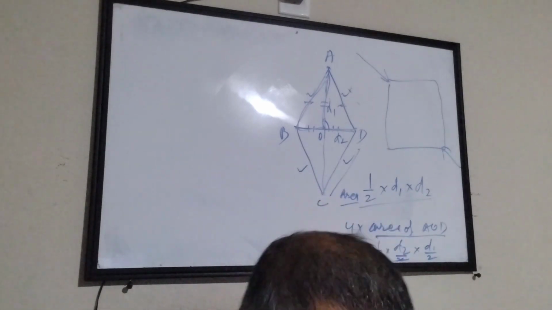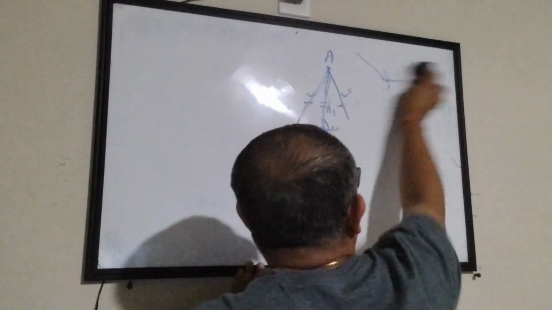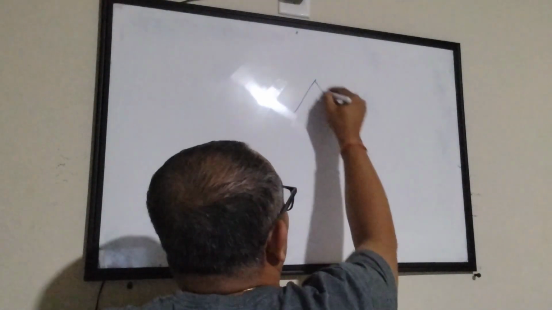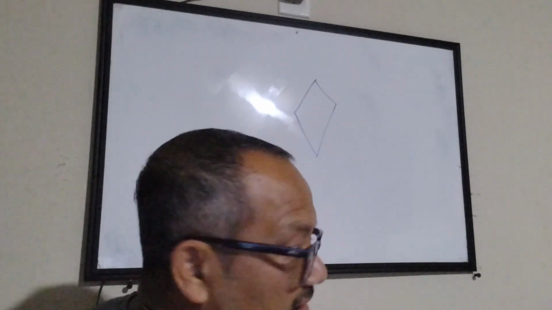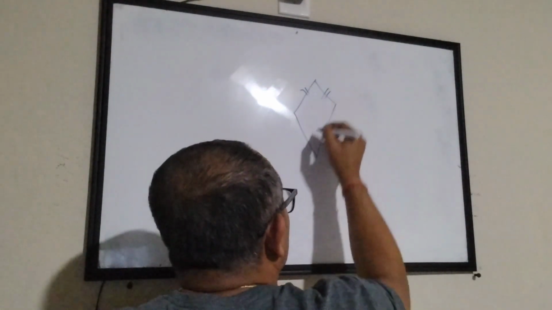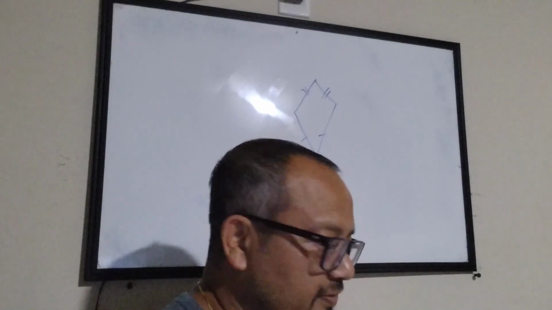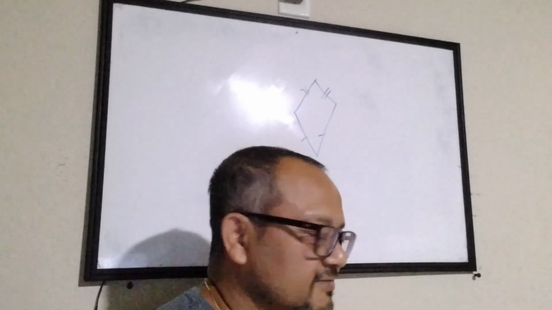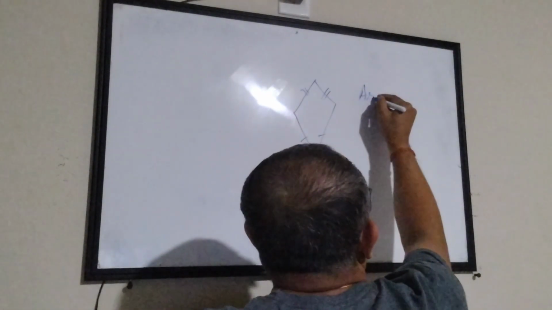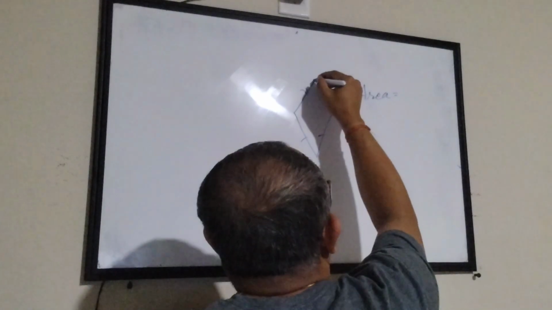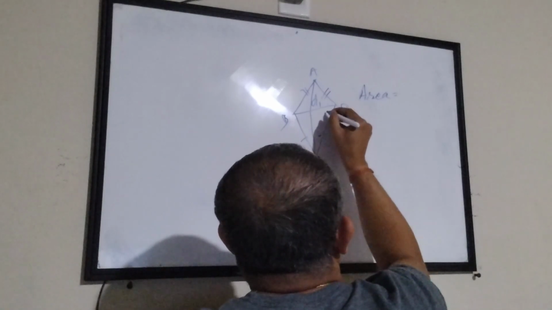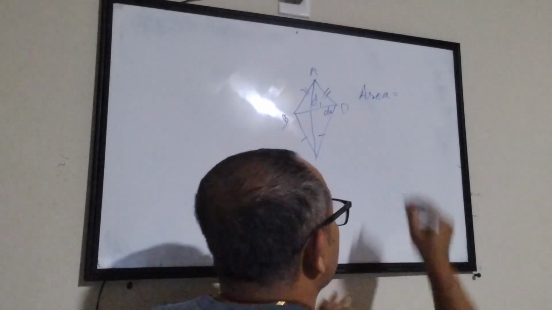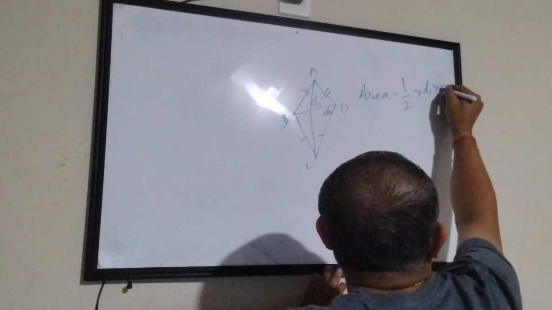Now that leaves us at a good point. Same way, you can always find out the area of a kite also. If it's a kite, meaning this side and this side are matching, do you know what is the area of a kite? Again, same thing. Use this A, B, C, D, and this is your diagonal 1, this is your diagonal 2. The area of the kite is also half into diagonal 1 into diagonal 2.